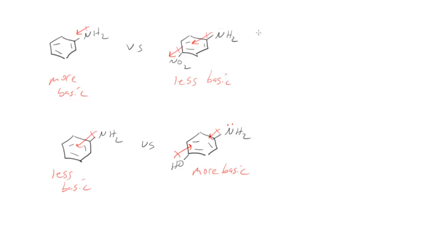So if you want a general rule, you can say that electron withdrawing groups make aniline less basic, while electron donating groups make aniline more basic.